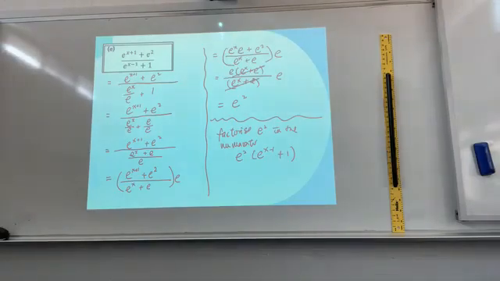There are many ways of doing it. You can factorize the denominator with something else. Yeah, so it's just e squared. Alright, let's have a look at the next one.